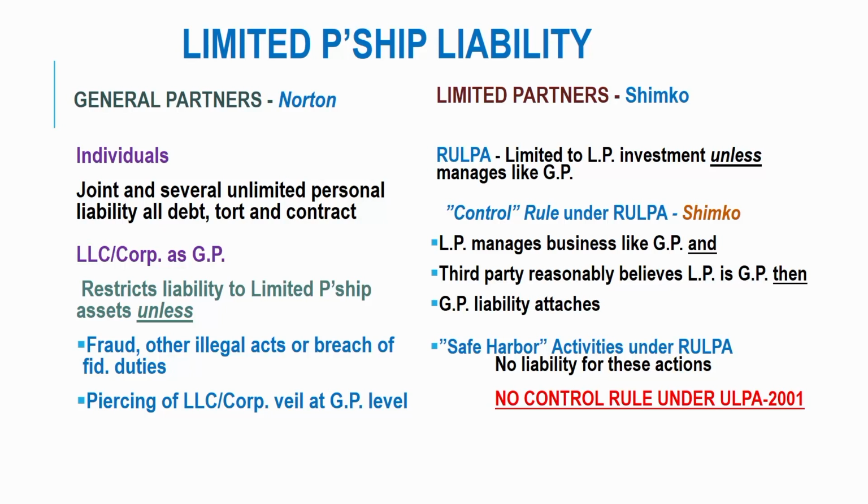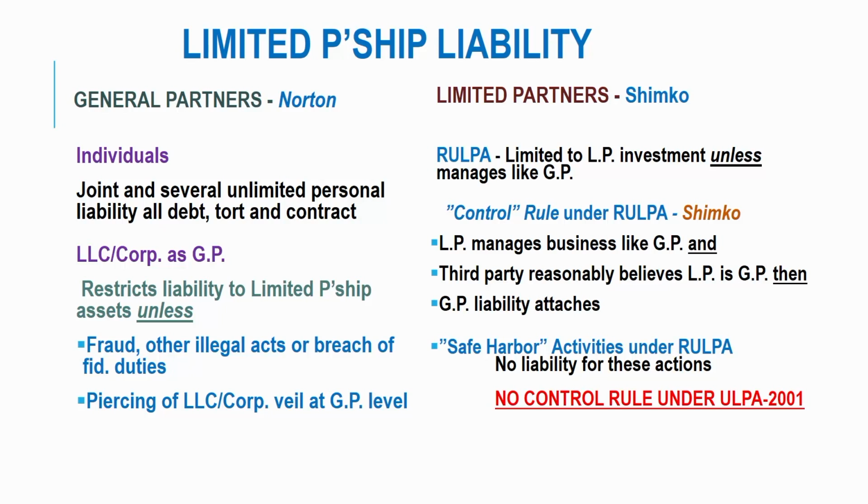With the limited partnership, think about the Shimco case. Remember the lawyers who got scammed by the scammers that they were representing? Do you remember that? And they said, well, you should have known what was going on there. Well, under RUPA, if it's a limited partnership, then basically any loss that you would suffer is limited to the investment that you made as a limited partner. So they can't go beyond that unless you try to manage the business. Then you are basically turning yourself into a general partner. That's the control rule. And that's what the lawyers tried to argue.